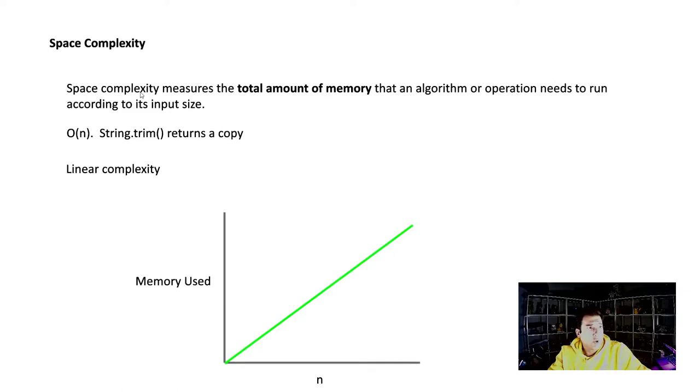Space complexity is also linear, O of n, because string.trim returns a copy, so that's extra memory space. And that is it.